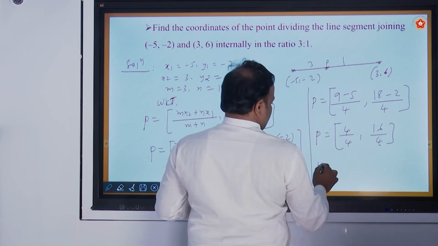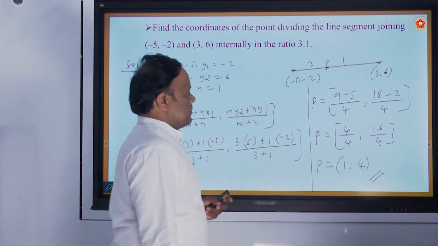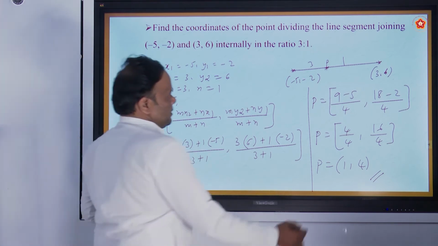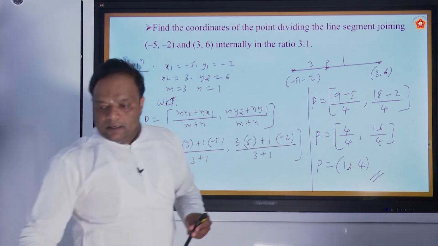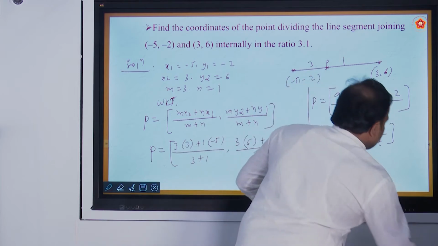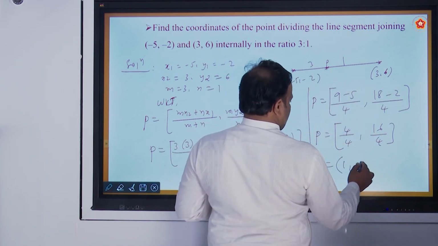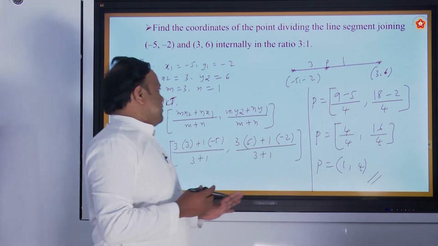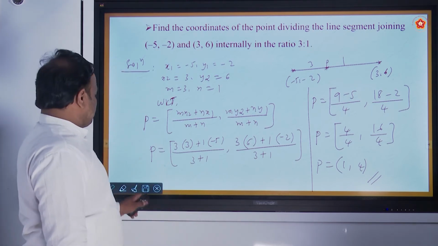What is the final answer? P equal to, this is 1, this is 4. (1, 4) is the division point, the internal division point. P (1, 4) divides (-5, -2) and (3, 6) internally in the ratio 3:1. So (1, 4) is our answer. This is for internal division only. Okay, so let us start the next problem.